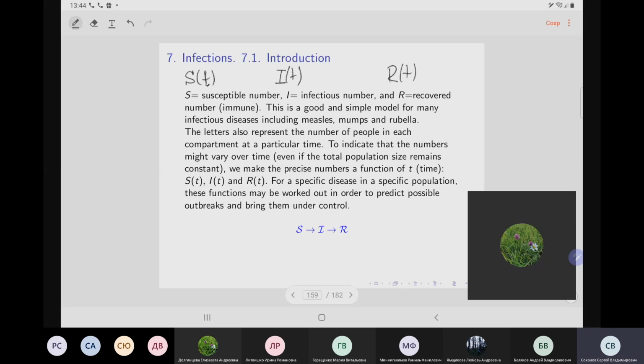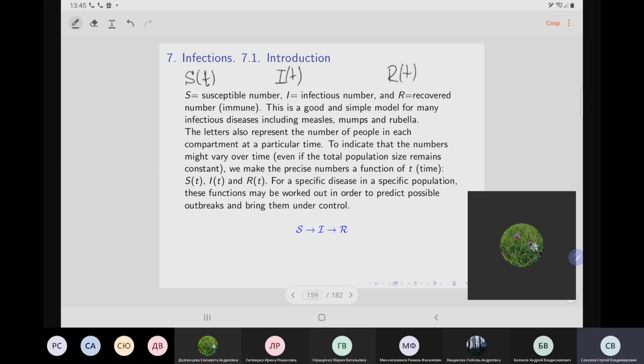So the simplest model, the most simple one, is the SIR model. It was introduced by Kermack and McKendrick in the 1920s. So the model has quite a long history.